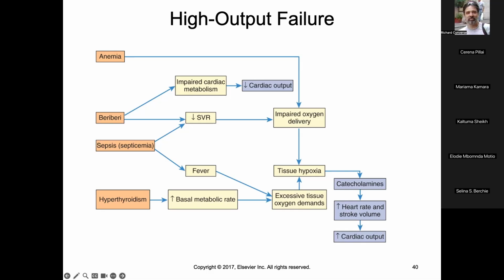Hyperthyroidism, thyroid hormone elevates your basal metabolic rate, right? So you're going to end up seeing high oxygen demand from tissue, okay? Tissue hypoxia, and then the same thing, increase in catecholamine release, heart rate, stroke volume, increase in cardiac output, okay?